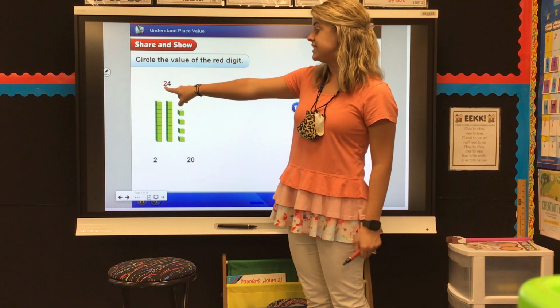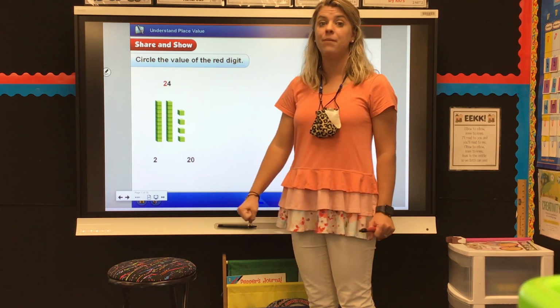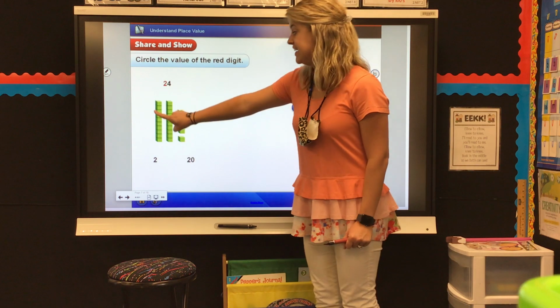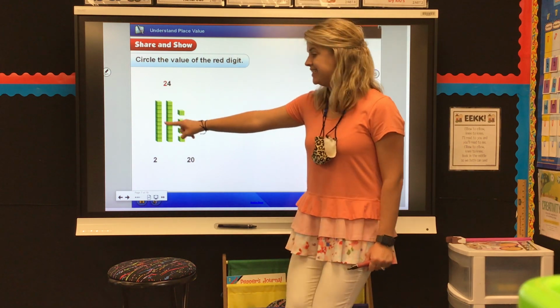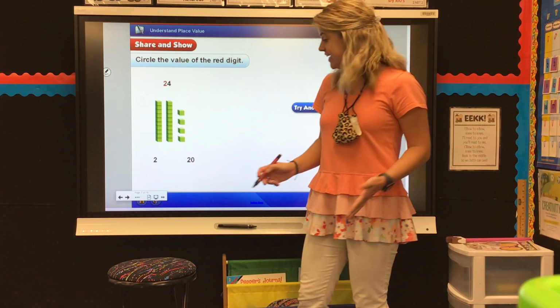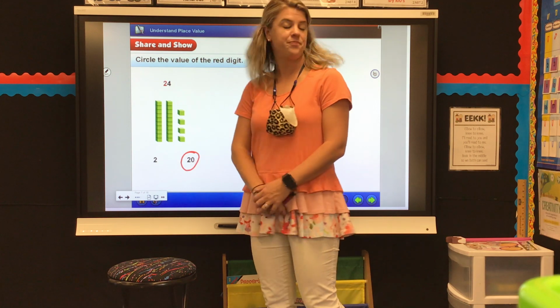If the number is in the tens place, we're going to count by tens. Here we go. 10, 20. So our number is 20.